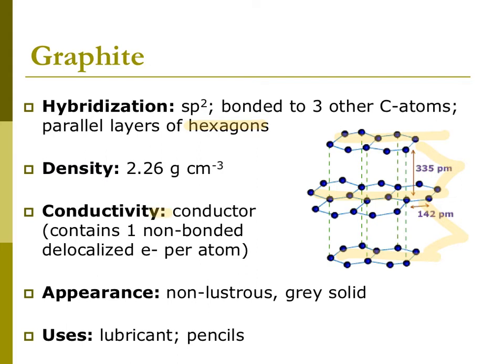It is a good conductor this way, as it creates a large network for the electrons to be delocalized and flow between. And it does have a higher density of 2.26 grams per cubic centimeter. The appearance for graphite, as you may be familiar with if you look at your pencil, is not a very shiny or lustrous material. It's just kind of a dull gray, and it is solid at room temperature.